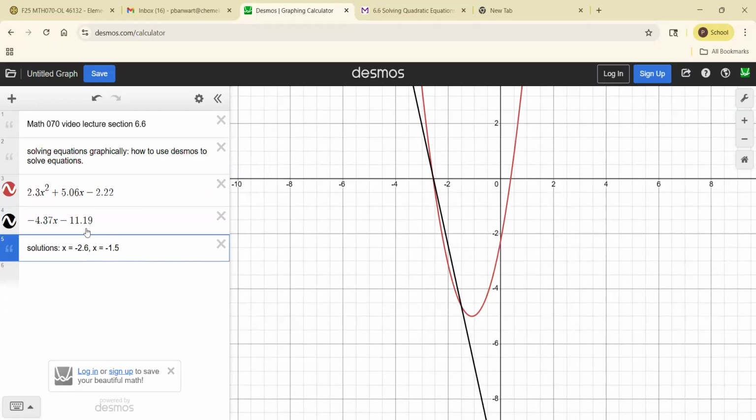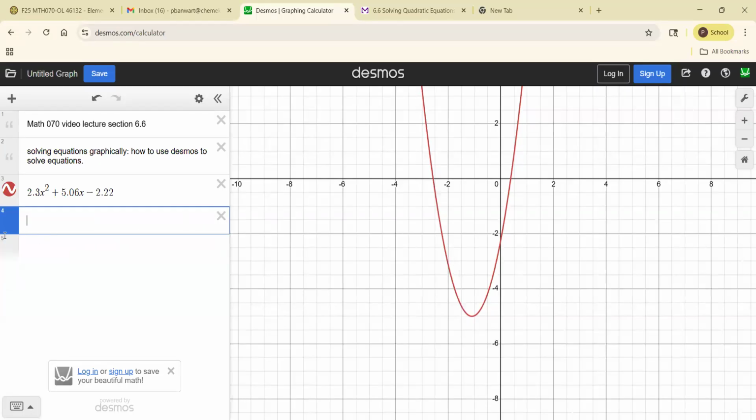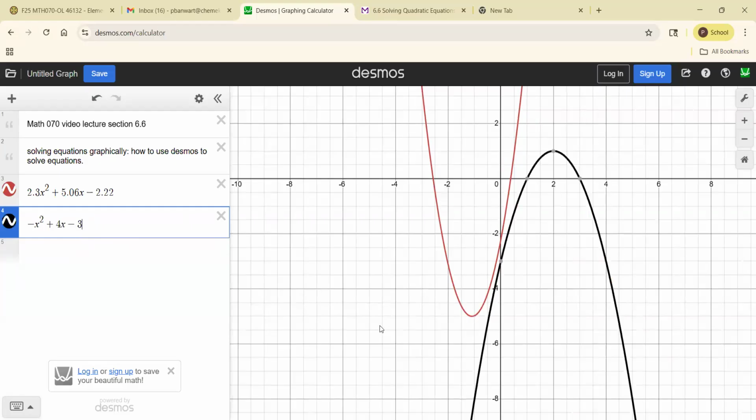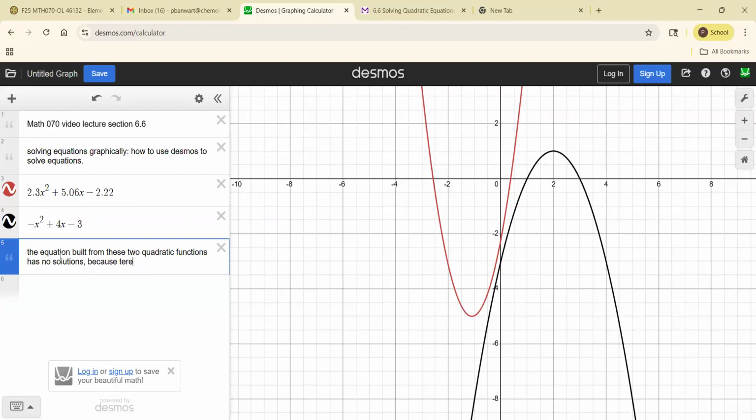And I can even do this if I have two quadratic functions. So how about I take this quadratic function and now I look at my quadratic function that I started with. Oh, that's cool. This has no solutions. The equation built from these two quadratic functions has no solutions because there are no points of intersection. There is no x value that makes these graphs touch, so there's no solutions.